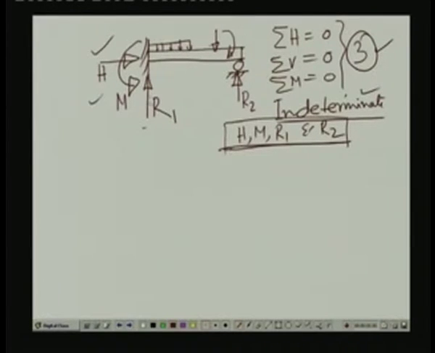Now, for the solution of this, many times we introduce another condition in a beam. Let us say that we introduce a hinge inside this particular beam, and this hinge is such that it cannot resist any moment, but it can support shear force. It can support the shear force at this particular point, but it cannot resist any moment.